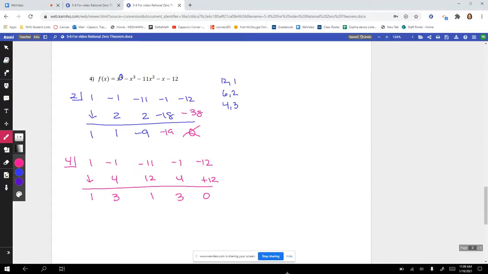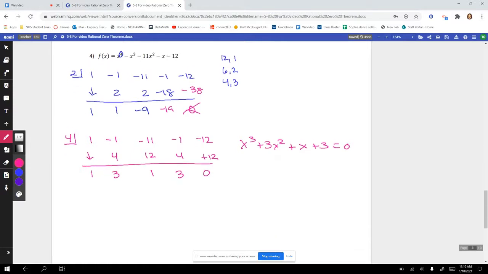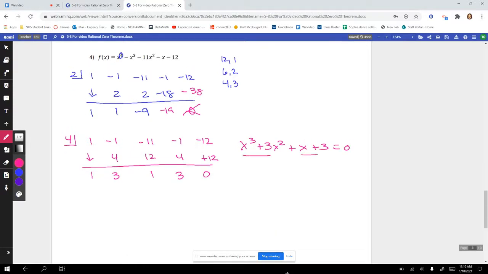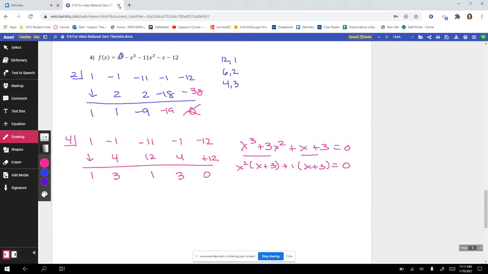So I'm going to rewrite this, and I have x to the third plus 3x squared plus x plus 3 equals 0. Okay, so I have 4 terms, so I know I'm going to use factor by grouping. So I have x squared as my greatest common factor in my first group, and I get x plus 3. My second group, I'm going to have a 1 there, so I can have that x plus 3 in parentheses. My greatest common factor is x plus 3. And then I'm left with x squared plus 1 is equal to 0.